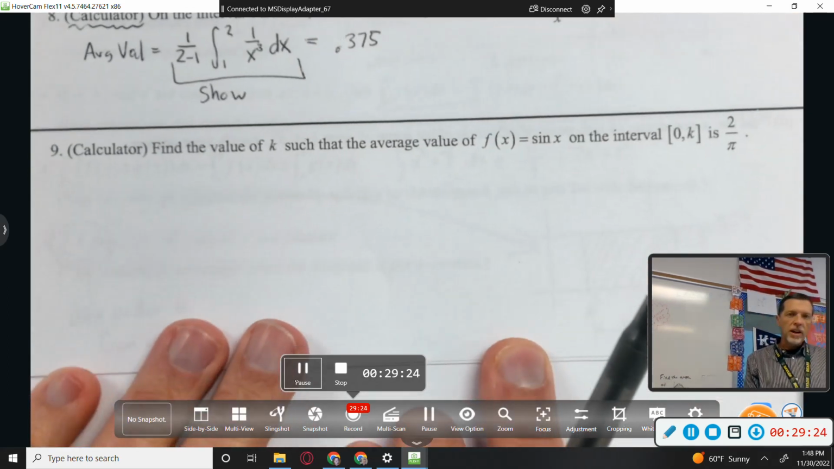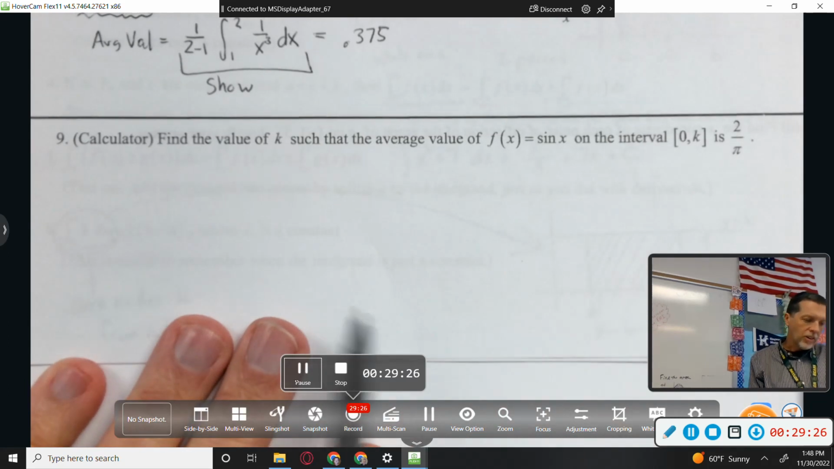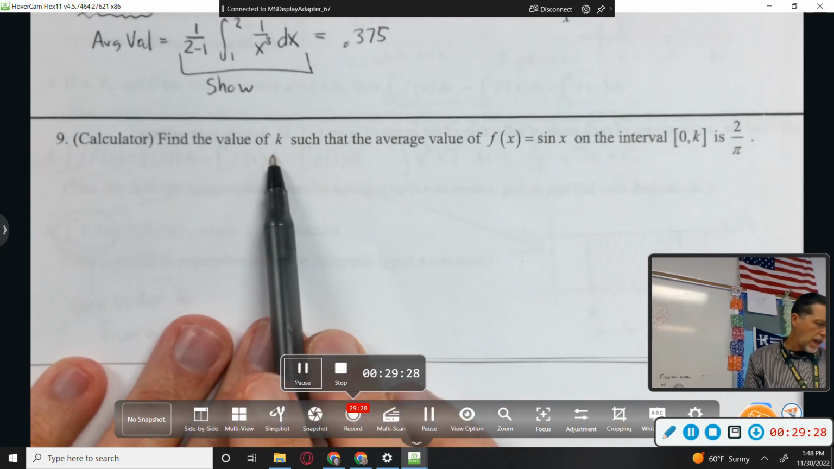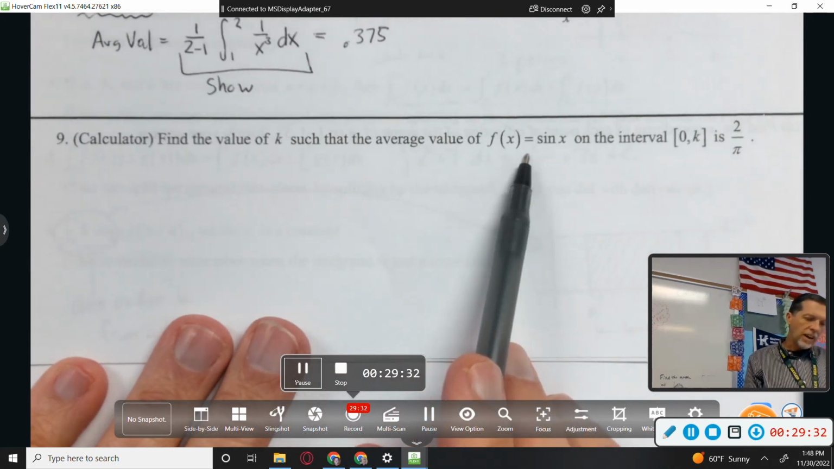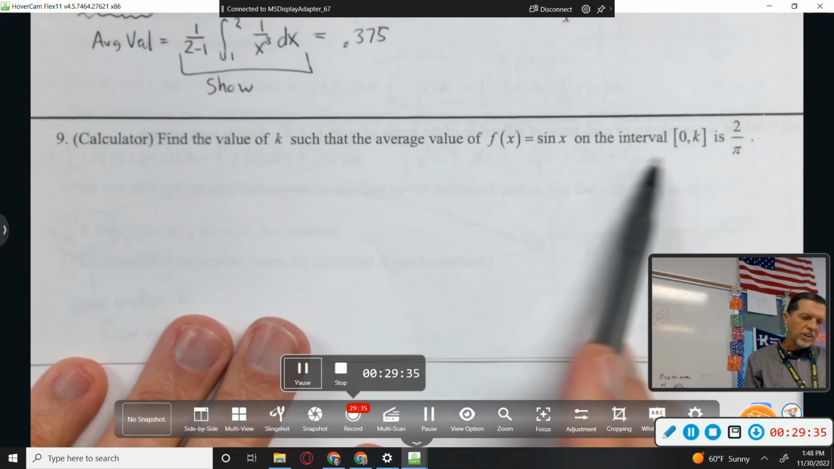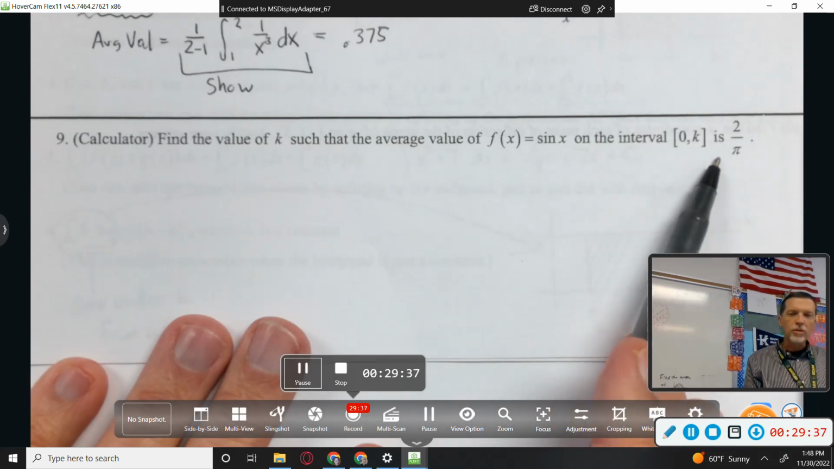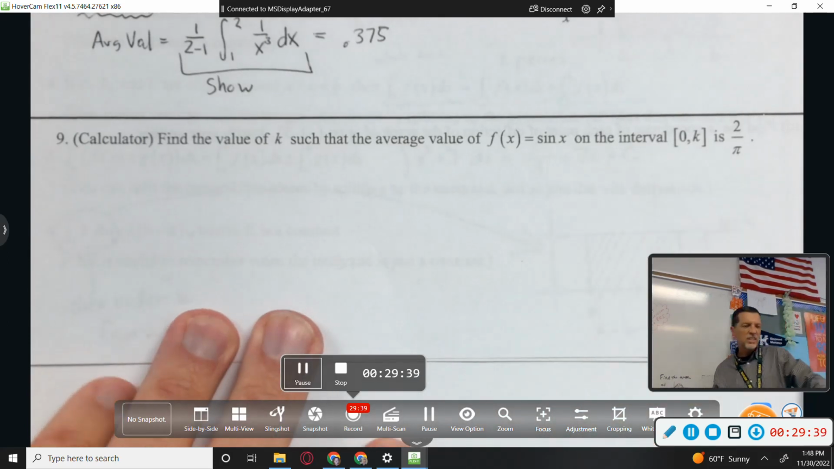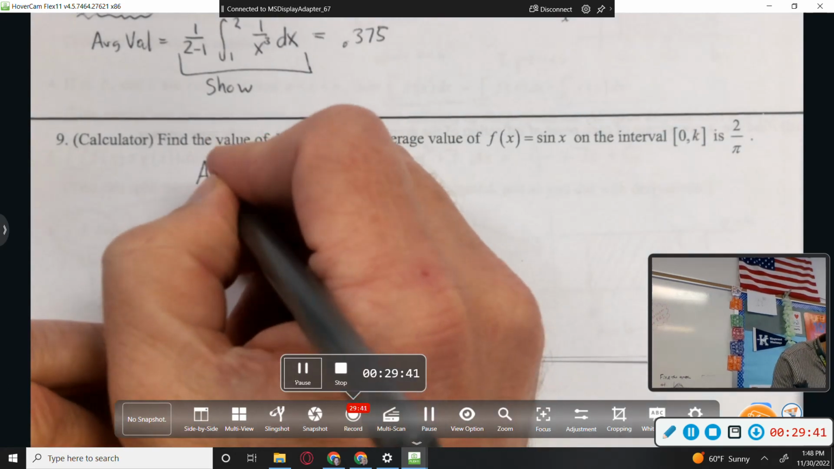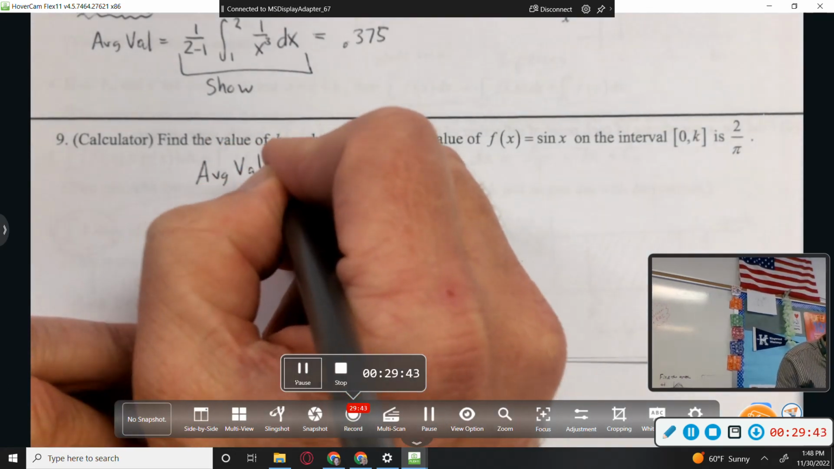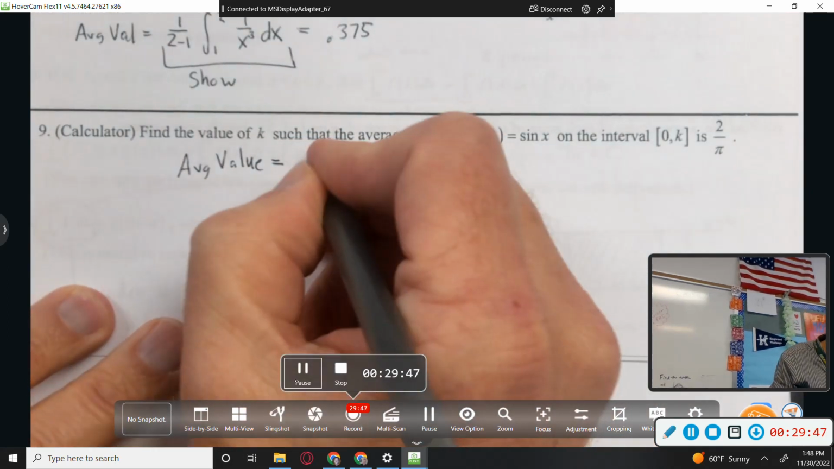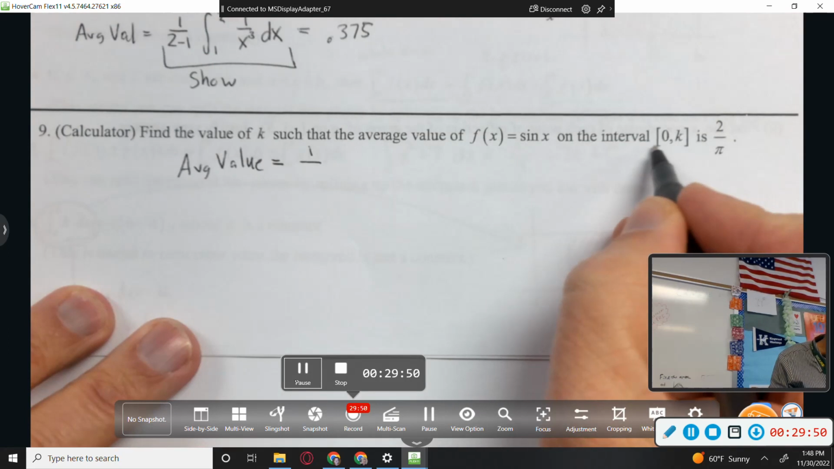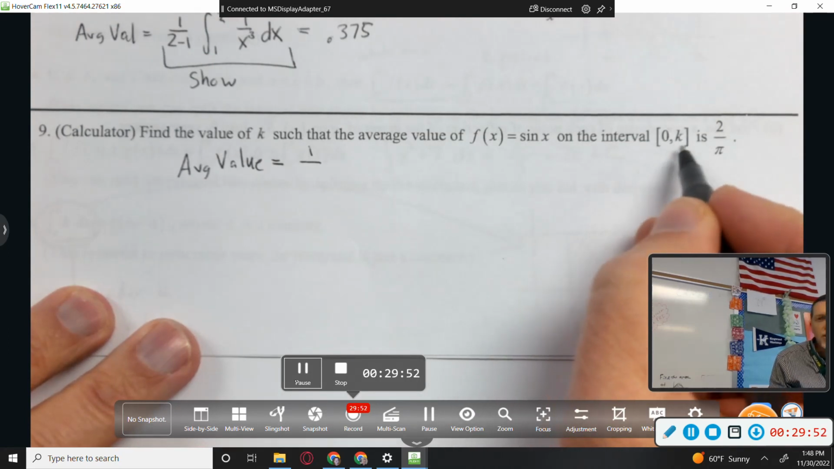Number 9, find with calculator, so that's good. Find the value of k such that the average value of f of x equals sine of x on the interval 0 to k is 2 over pi. Ugh. Okay, well, let's start with the average value formula, and then we'll plug in what we know. So the average value is 1 over the... Oh, here we go. How wide is this interval? 0 to k.